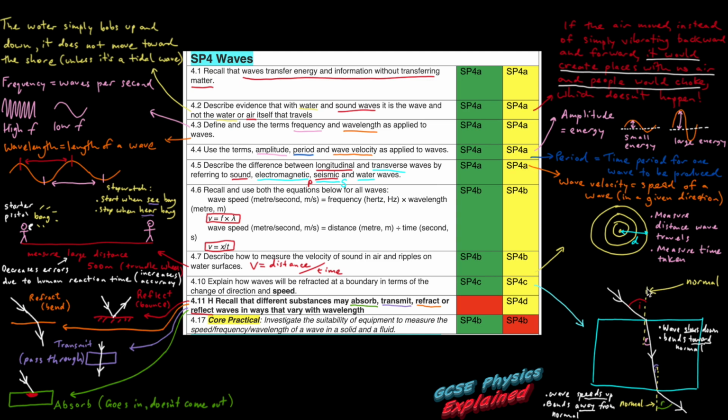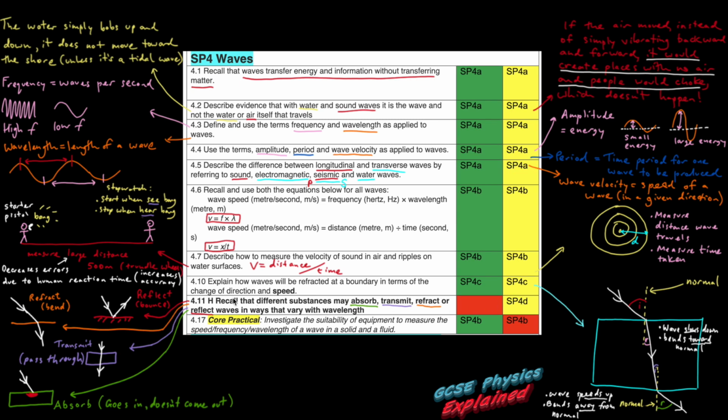And the normal is an imaginary line that we draw at 90 degrees in order to see what the angle is between the ray and the normal, so we can compare. I is angle of incidence, R is angle of refraction.